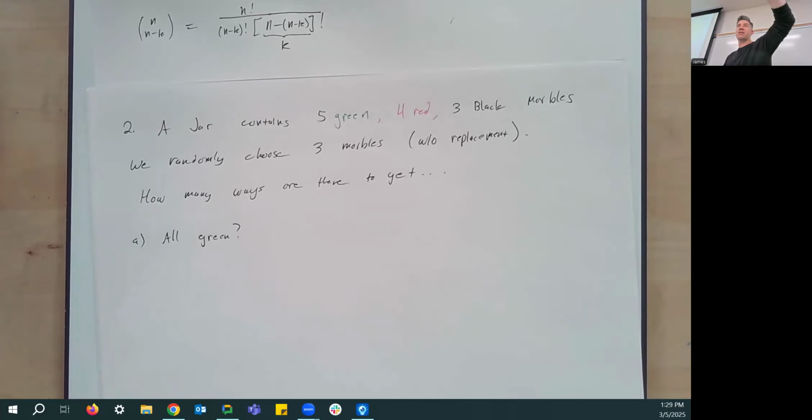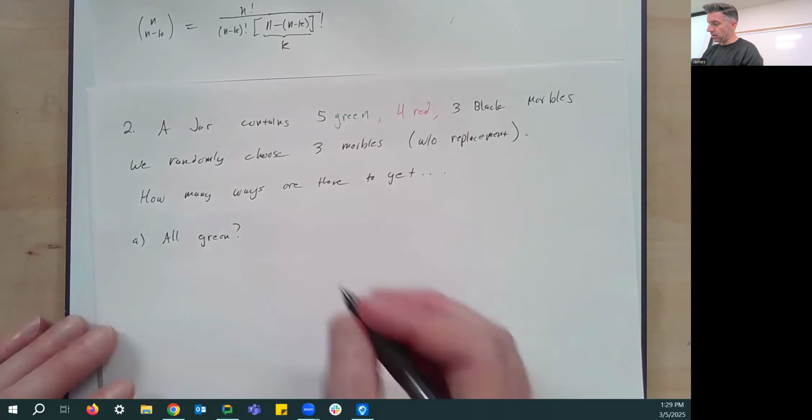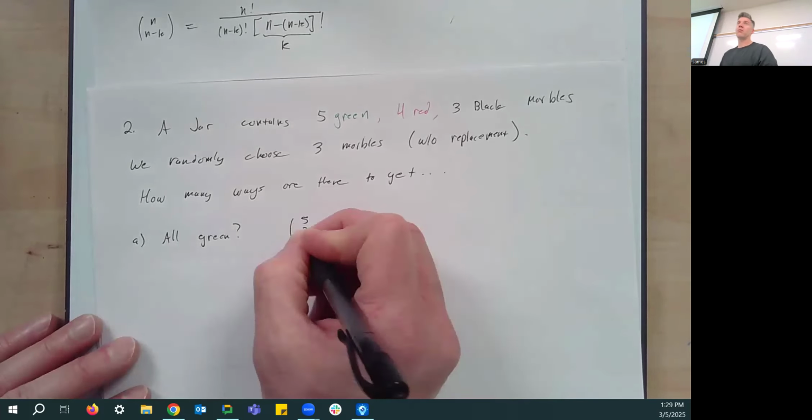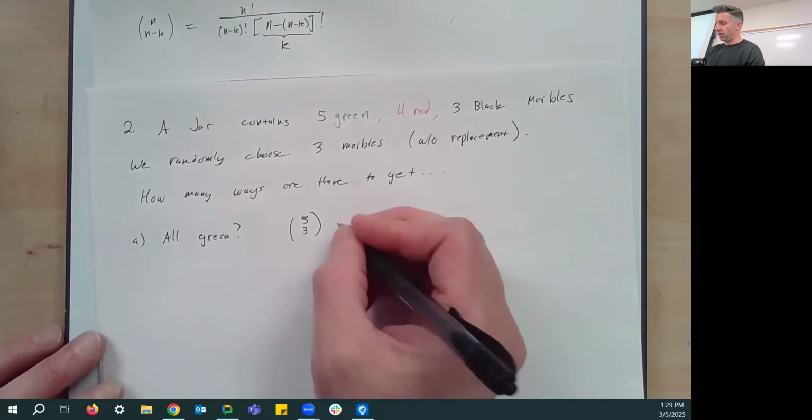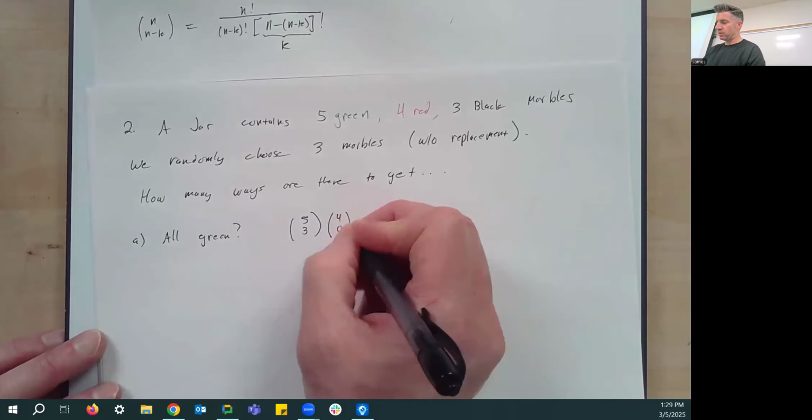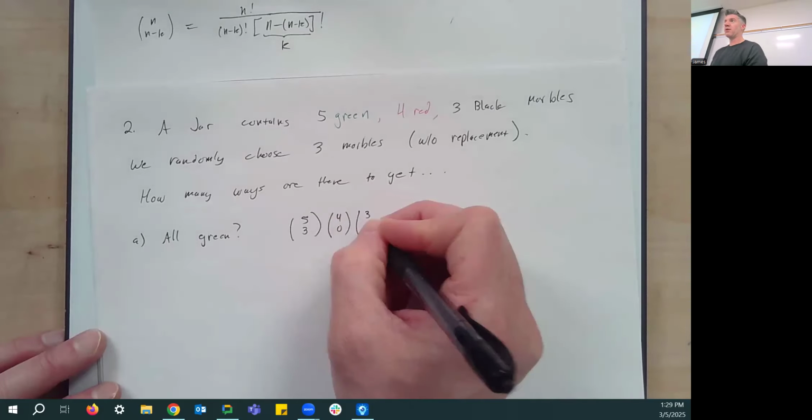Maybe they don't look exactly the same. We don't really care. But for those 5 green marbles, there's not just one way we could pick 3 of them. There's 5 choose 3 ways. If we want all green marbles, it's going to be 5 choose 3. We pick 3 of the 5 green ones and none of the other ones. Now, you don't need to write the next part, but I'm going to write it anyway. I wanted 3 of the green ones, 0 of the 4 red ones and 0 of the 3 black ones.